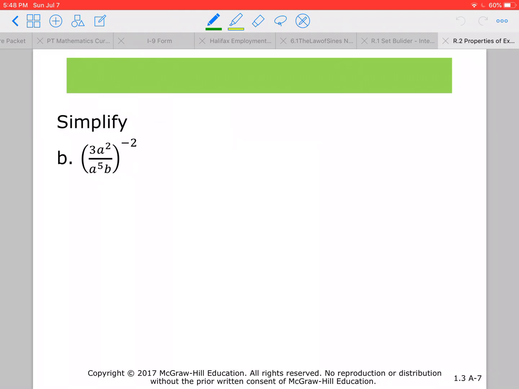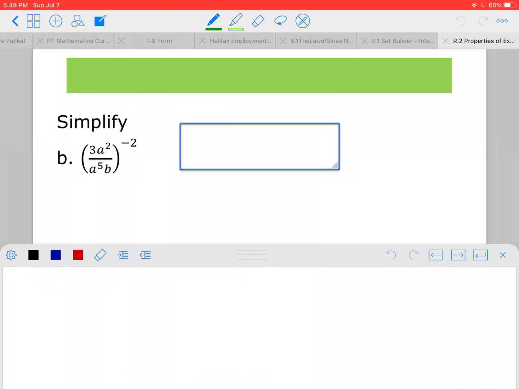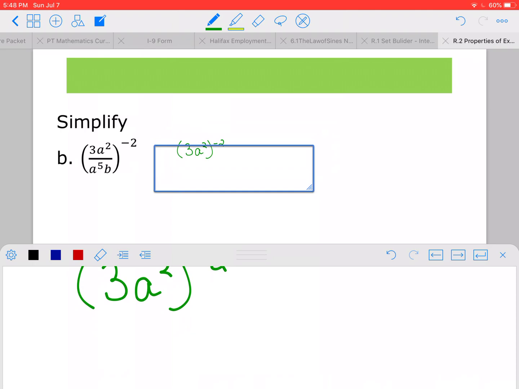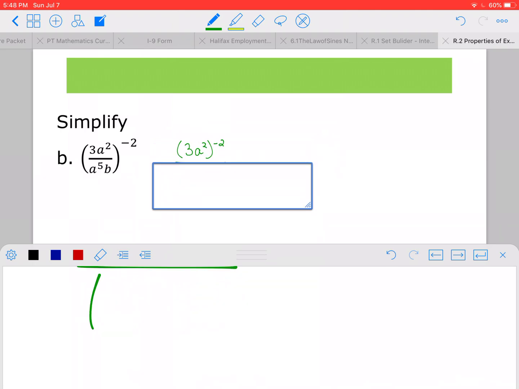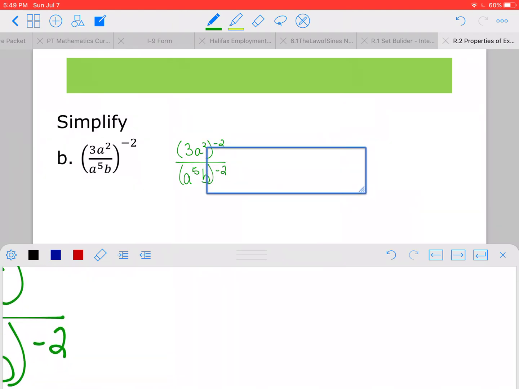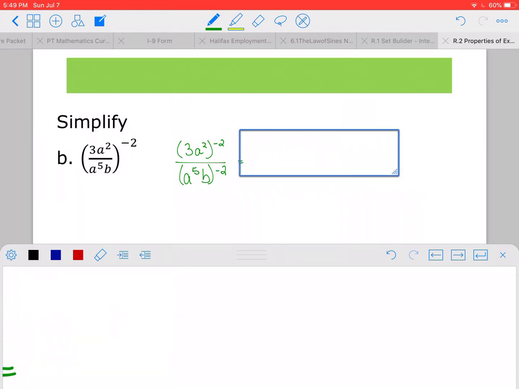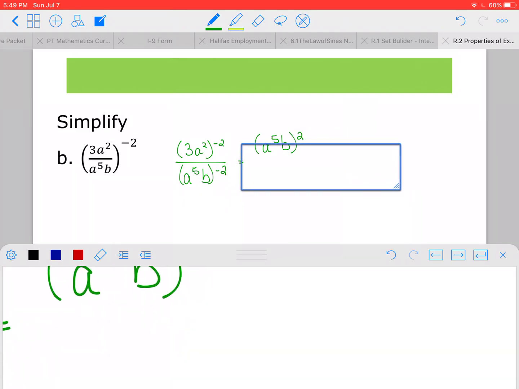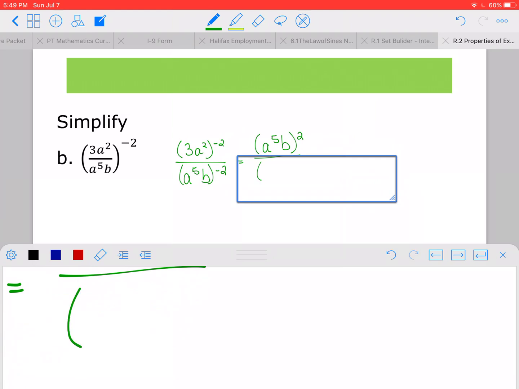Okay, for this one, we've got a negative 2 power on the outside. So what that means for us is we've got 3a squared to the negative 2 over a to the 5th b to the negative 2. Basically, it just means to flip things. So we've got a to the 5th b quantity squared on top now, and on the bottom goes our 3a squared quantity squared.